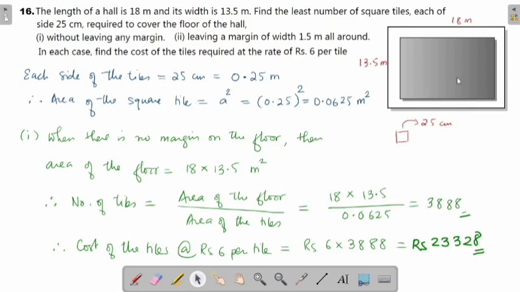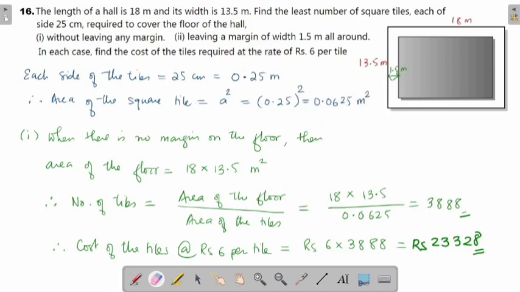Okay, so we have a case like this. See here carefully. We are leaving a margin here, and this width is given to be exactly 1.5 meter. So in number 2, let me erase this part.